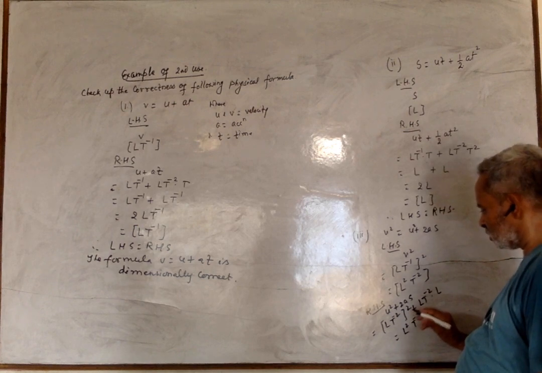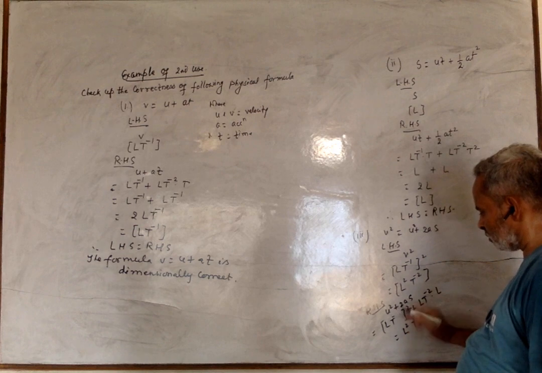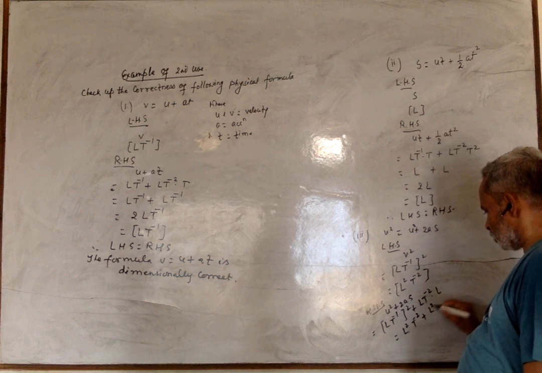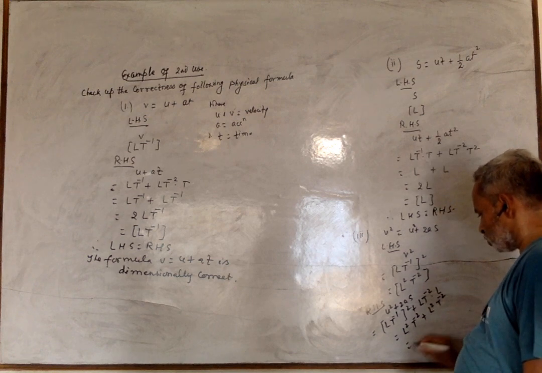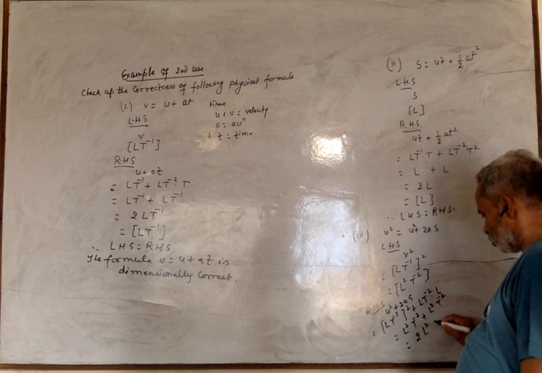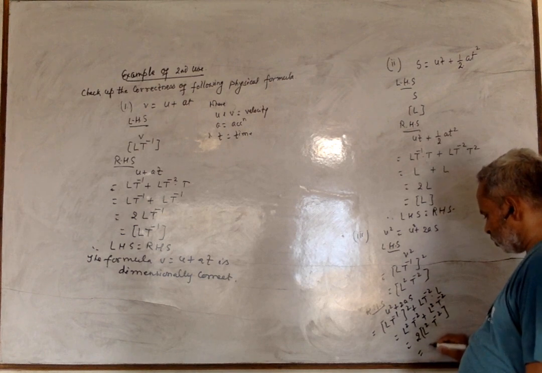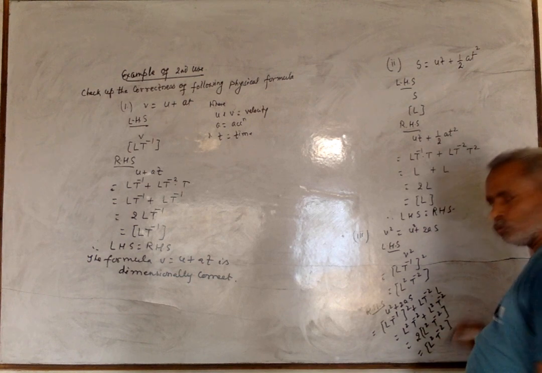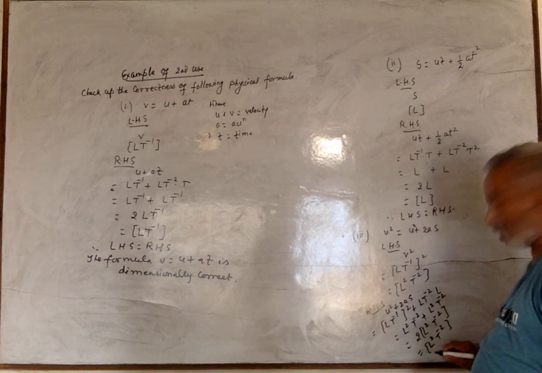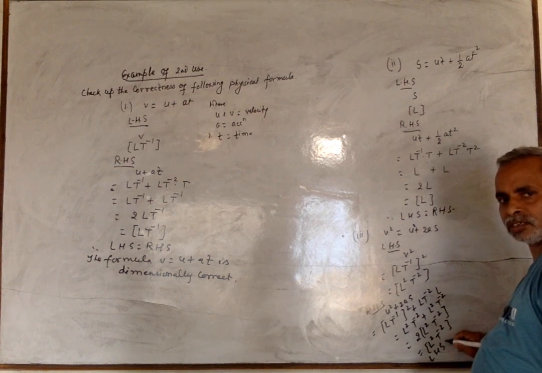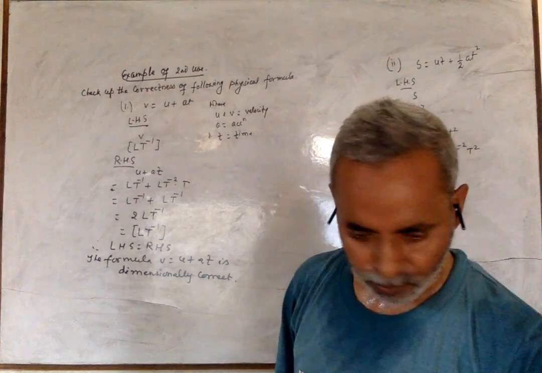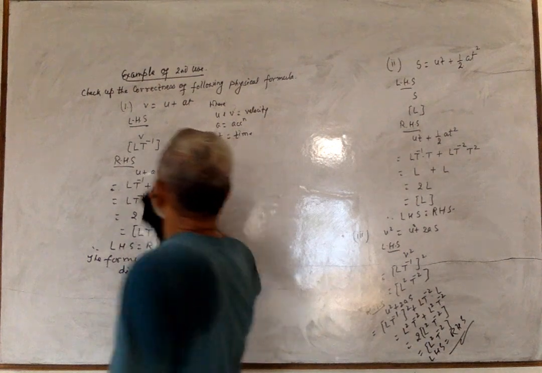So we get L2 T to the power minus 2 plus L2 T to the power minus 2. Avoiding the numerical value, we get L2 T to the power minus 2. Therefore, LHS equal to RHS. Next example of the second use.